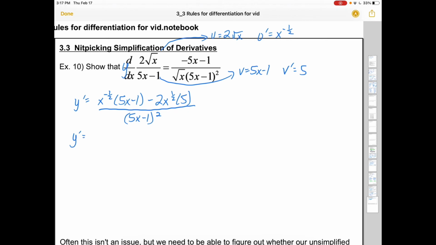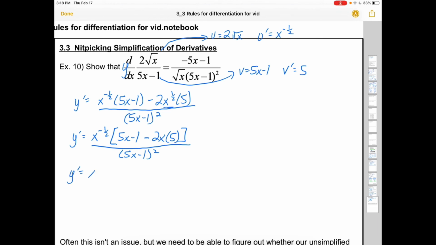And on top, again, there are really just two terms. So I'm going to take out that x to the negative a half. That will leave me with 5x minus 1 minus 2x times 5. And it's an x now because I took out the x to the negative a half from this term, so the power goes up by a half. And on the bottom, I have 5x minus 1 all squared.